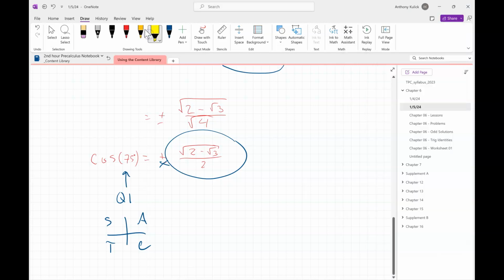Okay. Caution to you guys, don't forget this last step to decide whether it's a plus or minus. It's always going to be looking at the original problem, figuring out what quadrant the angle is, and then using All Silly Turtles Crawl to decide whether this should be positive or negative. Yes, sir? Can we use All Silly Turtles Crawl just for the axes? Yeah, so I'm just worried about where cosine of 75 is positive or negative. So 75 degrees is in the first quadrant. In the first quadrant, cosine is always positive. So my answer should be positive rather than negative.